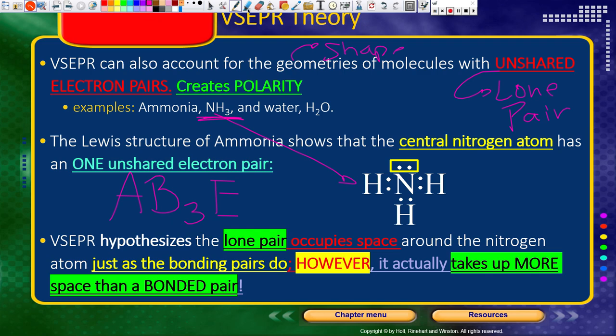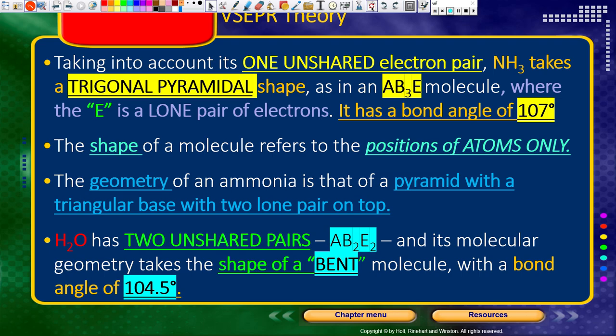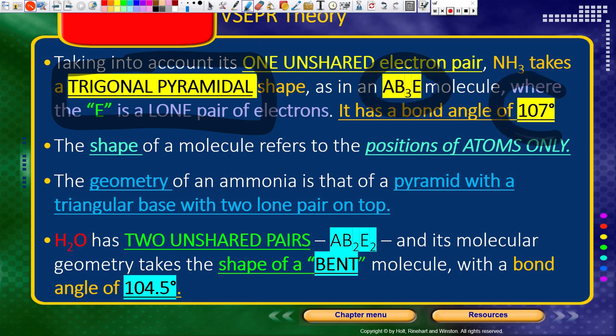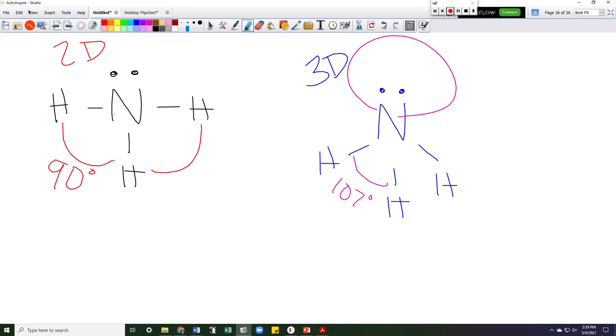All right, now, here's another picture to help some of this make sense. Take that back. Again, we've already talked about this. Taking into account one unshared pair, NH3 takes on what shape? Trigonal pyramidal. That's AB3E, and it has a bond angle of 107. The shape of the molecule refers to the position of the atoms only. The geometry of ammonia is a pyramid with a triangular base with the lone pair at the top. Is that not exactly what I drew in the blue? That's exactly what it is.